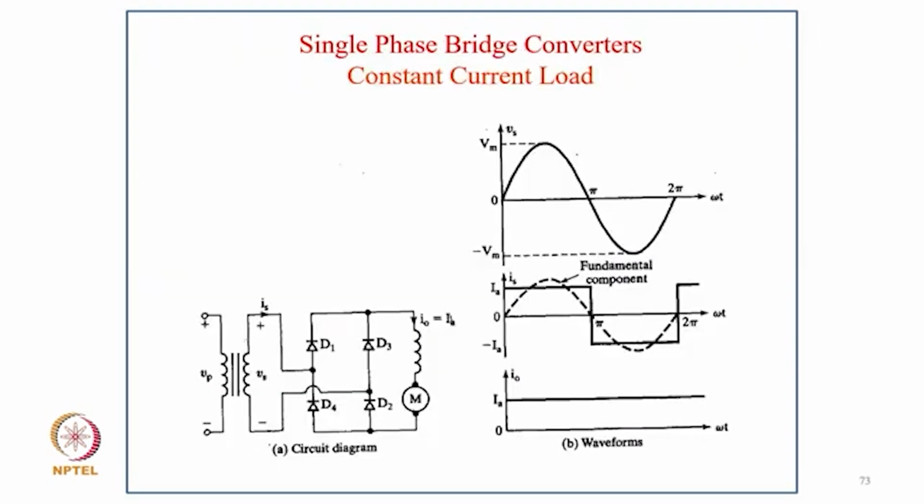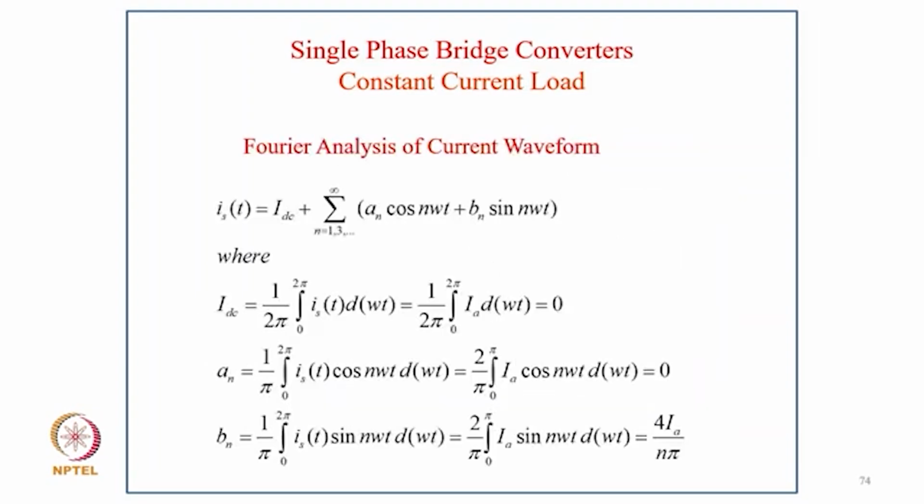So now coming to single phase bridge converter with constant load current and with a very high inductive load, maybe a DC motor with a large inductor or large RL load. So here you can see how the supply current is typically a square wave, and fundamentally is in phase with the supply voltage, and you can see the load current is constant. Now coming to Fourier analysis of this current waveform.